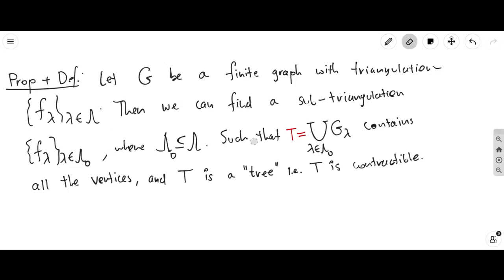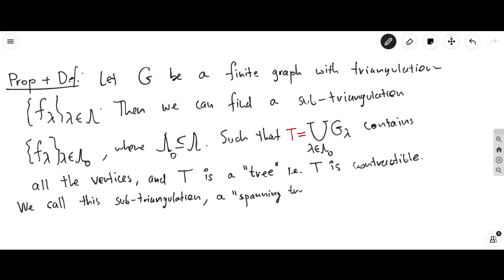The proposition tells you that you can always find a subtriangulation. The definition is, what's the name of this collection? We call this subtriangulation a spanning tree. You call it a spanning tree because it contains all of the vertices of your graph. Technically, all of the vertices with respect to the triangulation. So you call it a spanning tree, or some people call it a maximal tree.